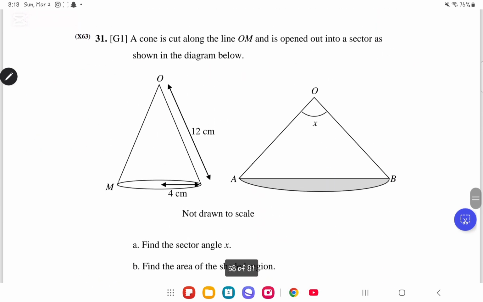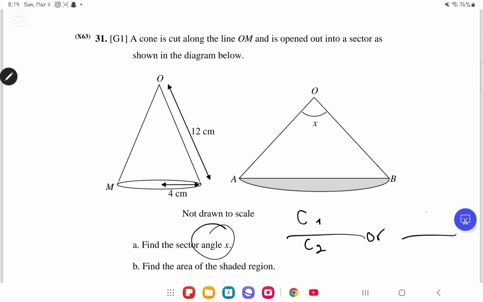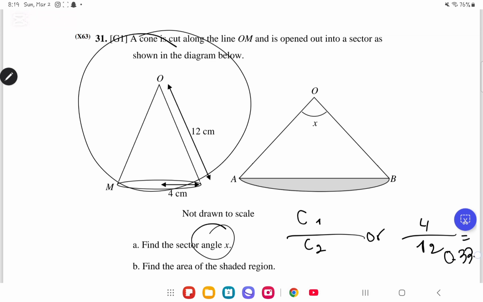Question 31, here we go. They need us to find what? To find the sector angle x. Very simply, to find the sector angle x, we have to apply a rule that we remember from the AMS. It is either the circumference 1 over circumference 2, or you just do the radius of the smaller circle, which is 4, over the radius of the bigger circle. You consider it as a bigger circle, over 12. 4 over 12, you're going to get an answer of 0.3333. Keep it as it is, okay? You're going to multiply this by 360, and you're going to get that the angle x is 120 degrees.